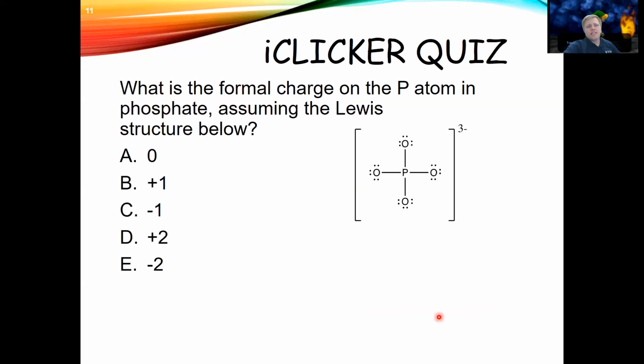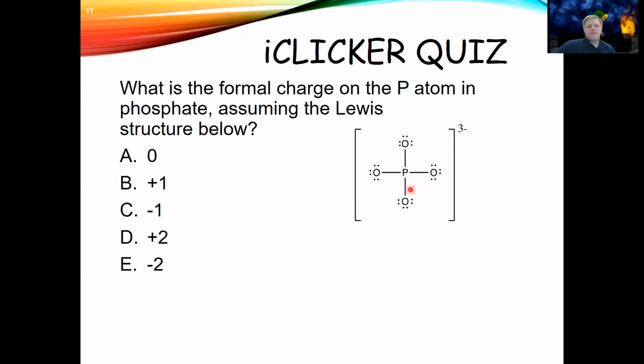Now let's try this iCLICKER quiz real fast, see how you're doing with all this stuff. I want you to give me the formal charge on this phosphorus atom in the middle of phosphate here. So phosphate is our PO4 3- structure. So go ahead and try and calculate that for me.